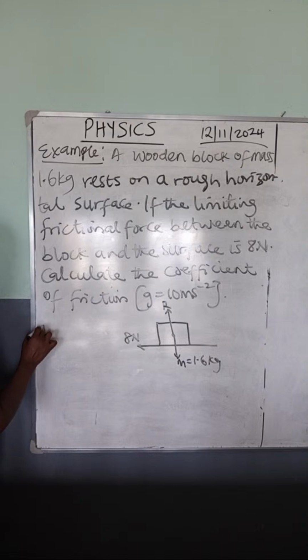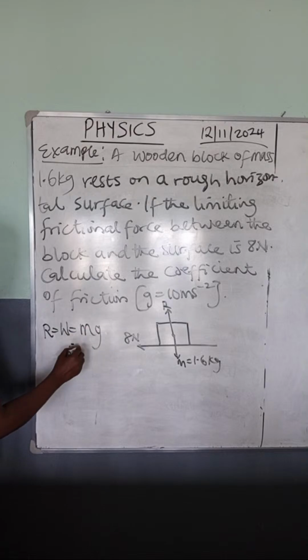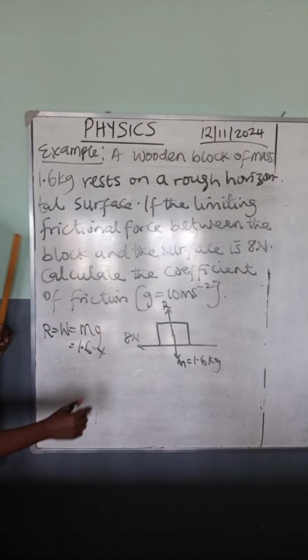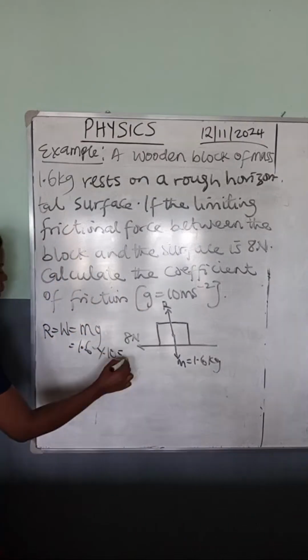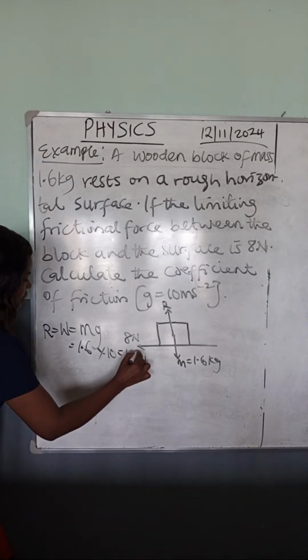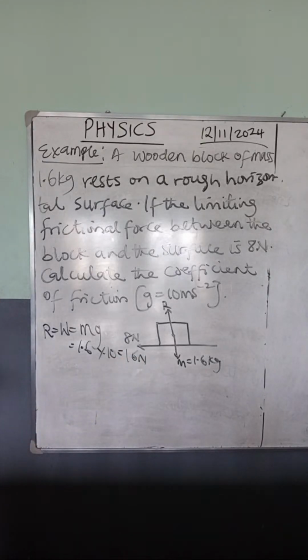Remember that R is equal to weight. My mass is what? 1.6 multiplied by my g, which is 10. That is 16 Newton.